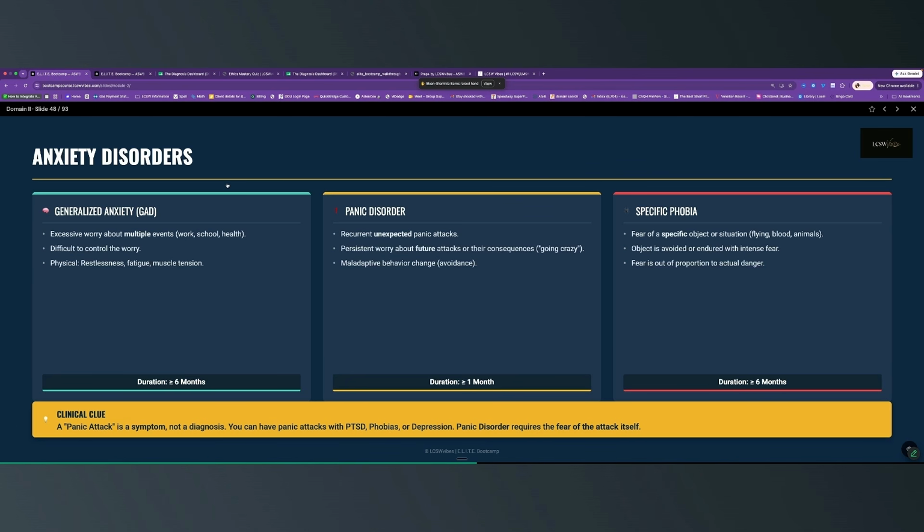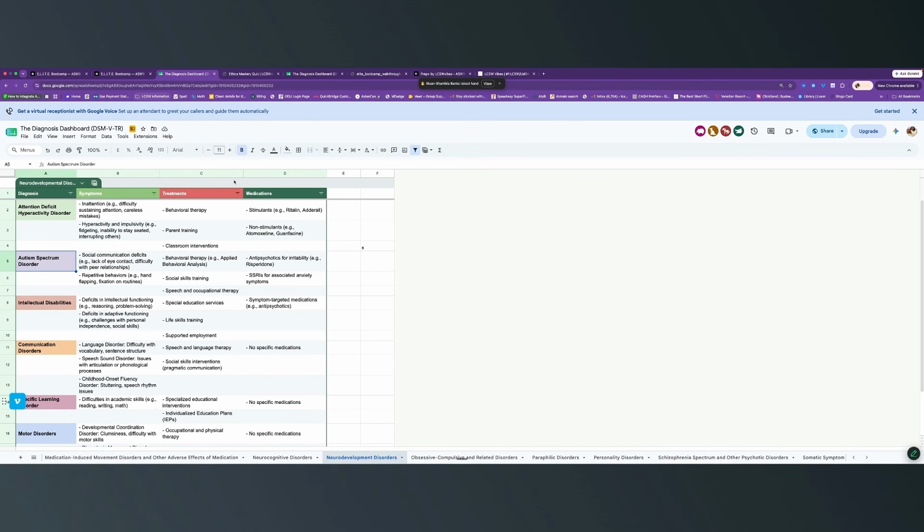So a panic attack is infrequent. Is that what you're saying? It can be, yeah. Some people have a panic attack here and there, but to define somebody as having panic disorder, they have to meet full criteria.